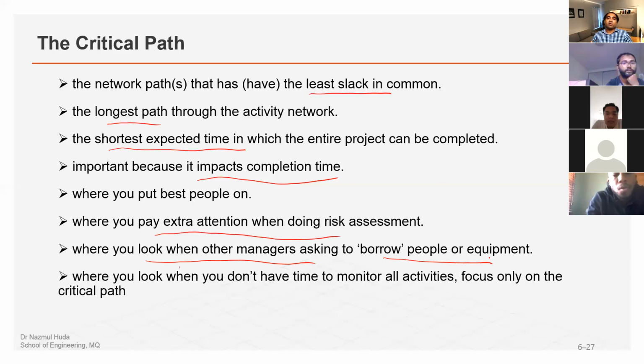So if you are working as a project manager of a big project, and you know that the task or activity is on the critical path, you don't have any flexibility. You can't allow anyone to lend human resources or any sort of equipment from the critical path. All right.